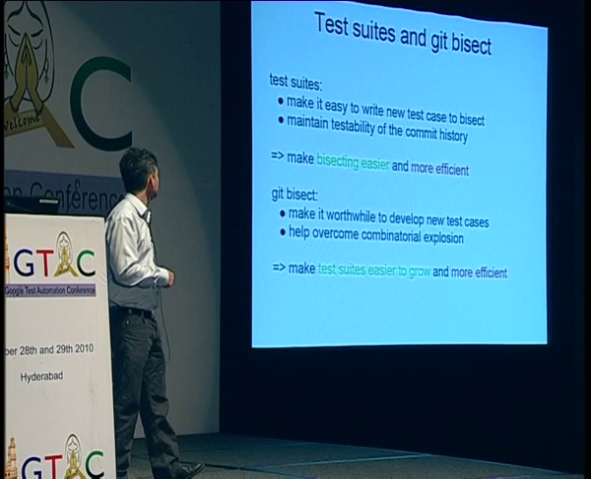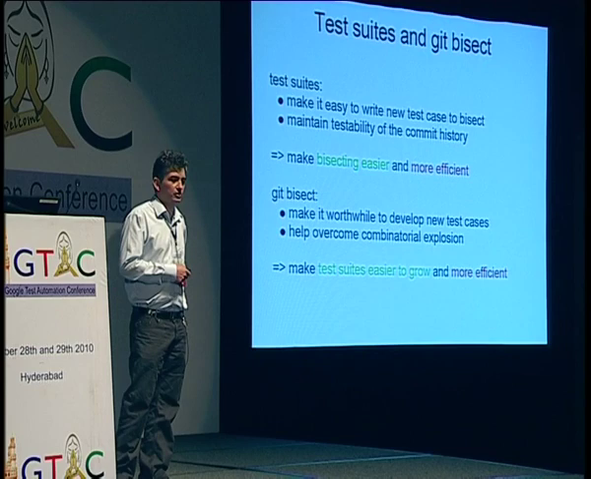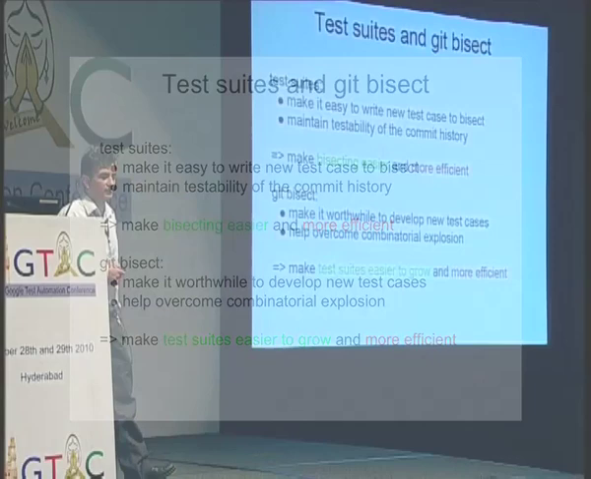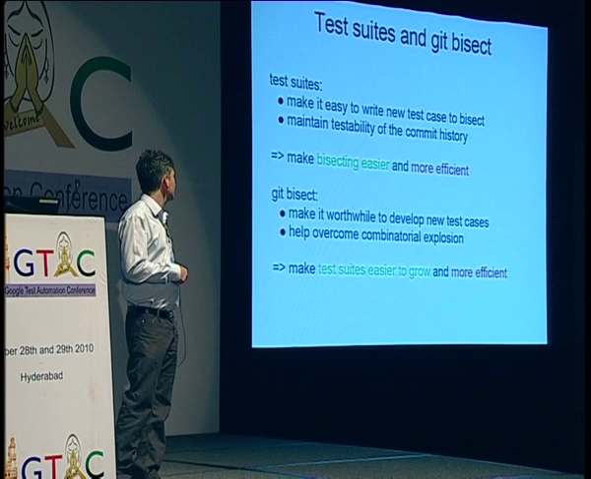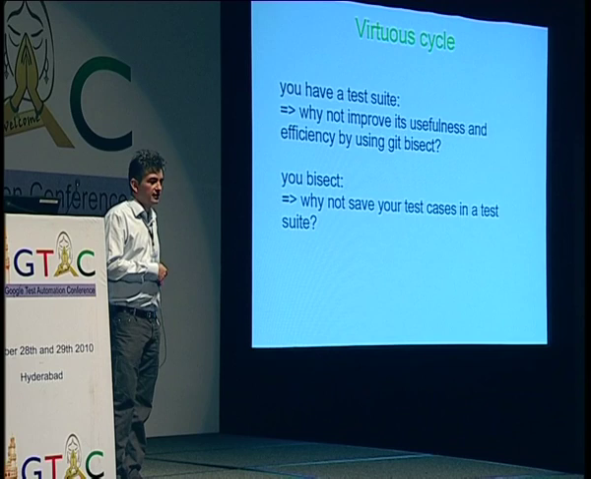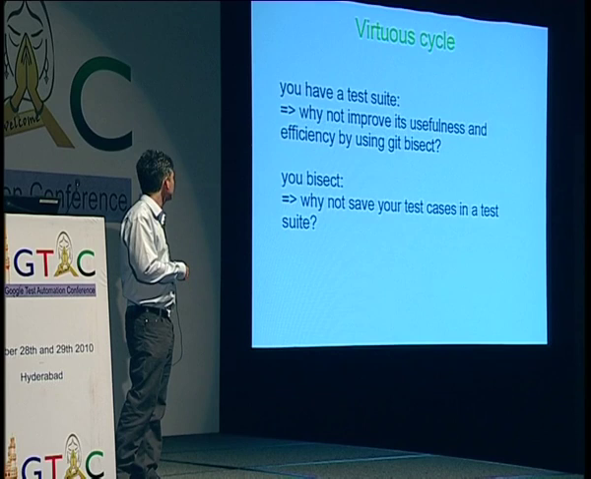So this means that test suites make it easy to bisect, because it's easy to write a new test case if you already have many. And it maintains testability, so it also makes bisecting easier and more efficient. And Git bisect, in turn, makes it worthwhile to develop new test cases and to help overcome combinatorial explosion. So we can see that we have a virtuous cycle. And so if you don't use both Git bisect and a test suite, I think you have some questions that you can ask yourself.